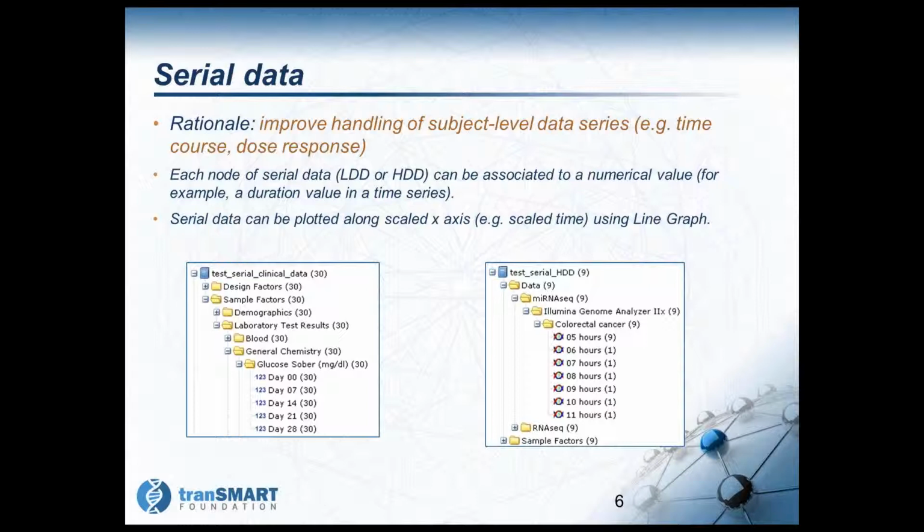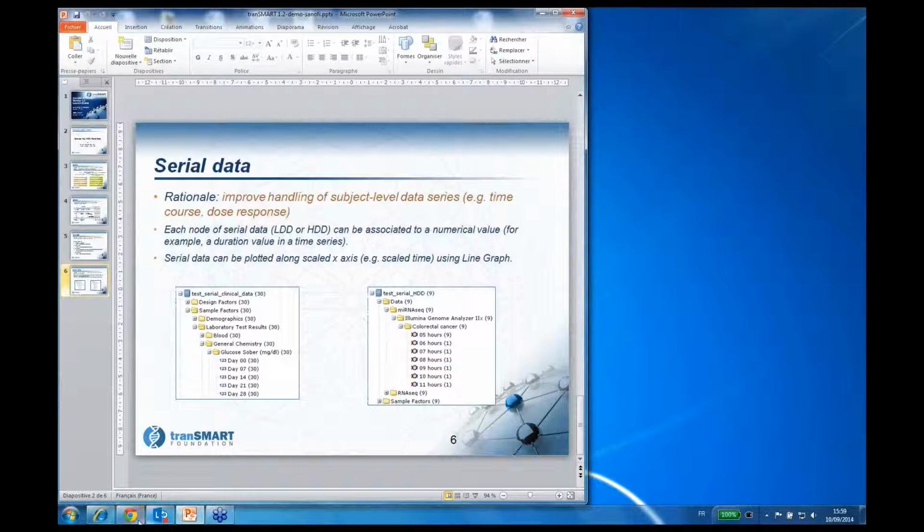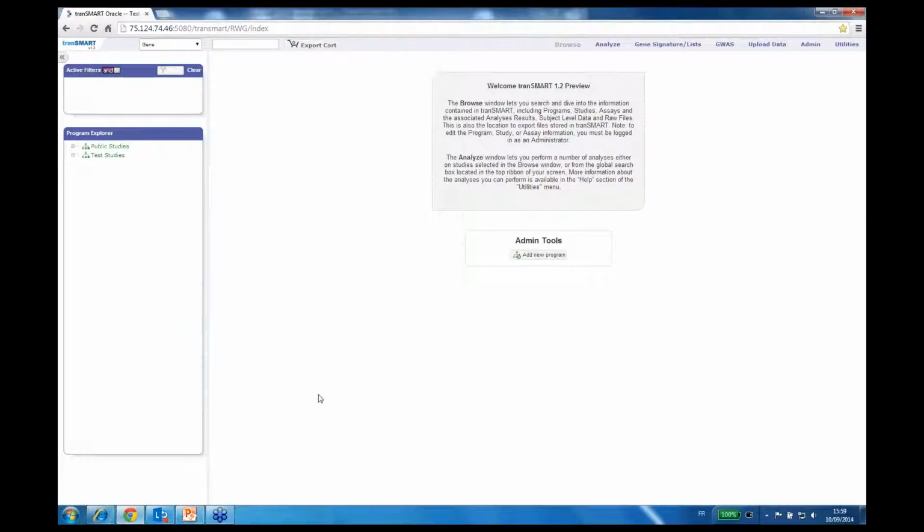We have also enhanced the line graph workflow. And as I will show you just after, the line graph can now display serial data with a scaled x-axis. We have also enhanced some other analyses than line graph. For example, all the heat map related analyses. So those analyses now support high-dimensional serial data. So user can drag and drop several nodes of serial high-dimensional data under the variable selection box.